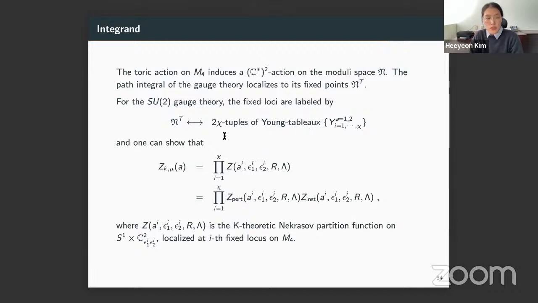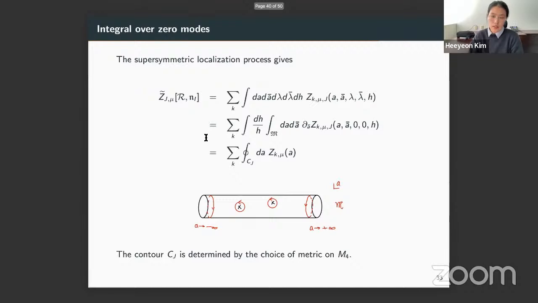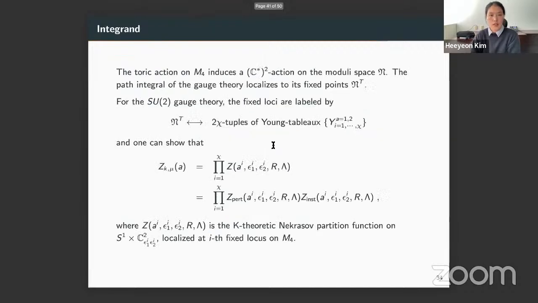Before we talk about the contour, we can first talk about what the integrand here is. And you can argue that the integrand here is essentially the product of the K-theoretic Nekrasov partition function localized at each fixed point on M4. For example, the toric action on M4 induces the C-star squared action on the moduli space N that I just described. And then you can argue that the path integral of the gauge theory now localizes to the fixed points of this toric action, which I denote by N of t.